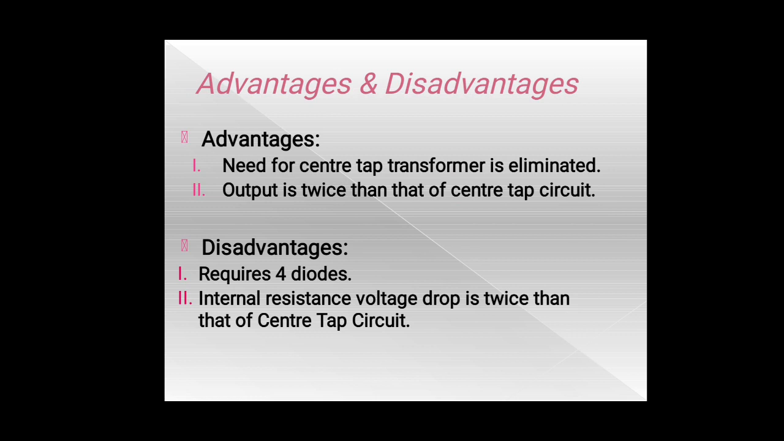So what are the advantages and disadvantages? The advantages are that the need for a center tap transformer is eliminated, and the output is twice that of the center tap circuit. What are the disadvantages? We require more diodes here, and the internal resistance voltage drop is twice that of the center tap circuit.